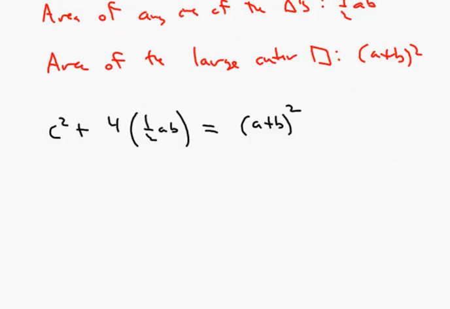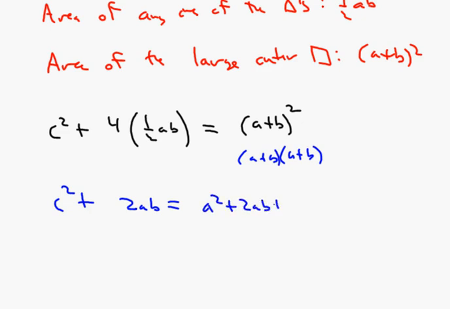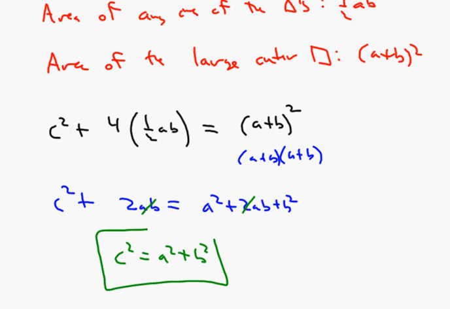Okay. Let's start doing a little bit of math and see what happens. We'll have C squared plus 2AB equals, be careful with this, A plus B times A plus B. Well, that's A squared plus 2AB plus B squared. These cancel, and what do you know? Now, isn't that exciting? So we got it. There's Pythagorean theorem.